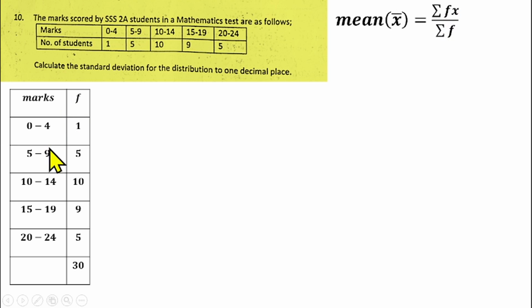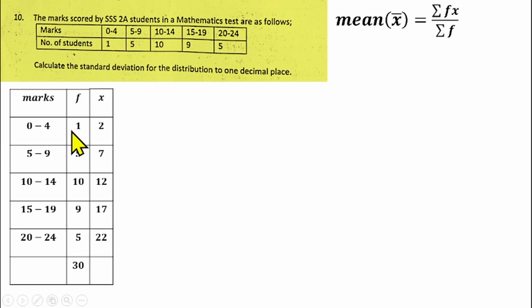Since this is a group data, we have summation fx over summation f. That means we have our f already, but we don't have our x. So the first thing to do is to get the value of your x, and that's the average of the marks. So that will be 4 plus 0, that gives us 4 divided by 2. So that gives us the value of our x.